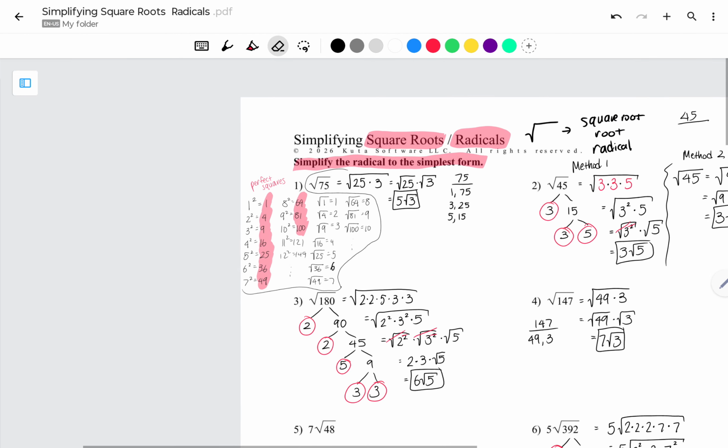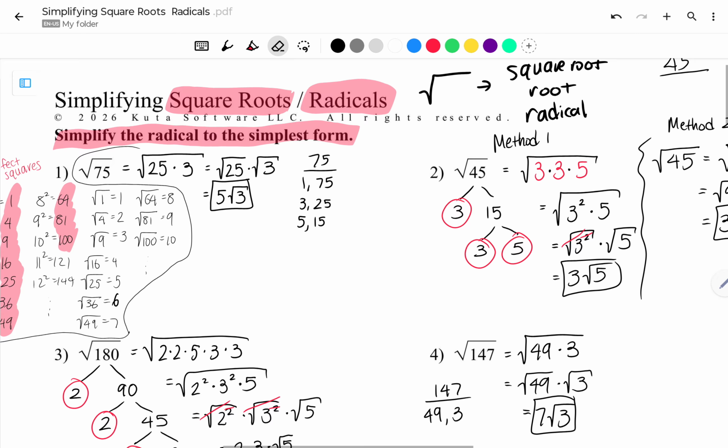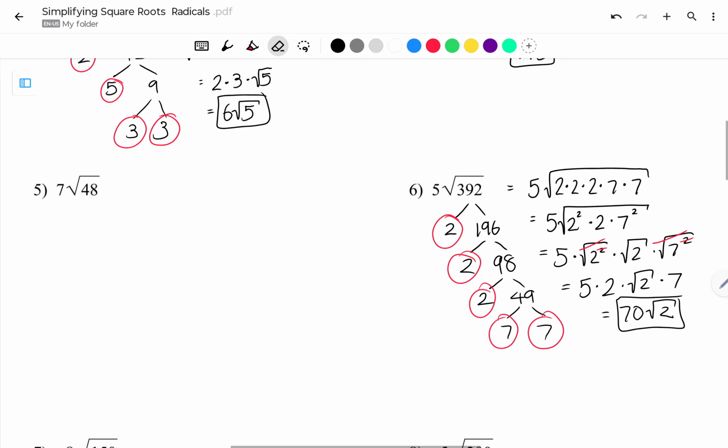But okay, hopefully this video helps. Just at least from this video, make sure you know how to simplify square roots and radicals. Okay, this is the most important part.